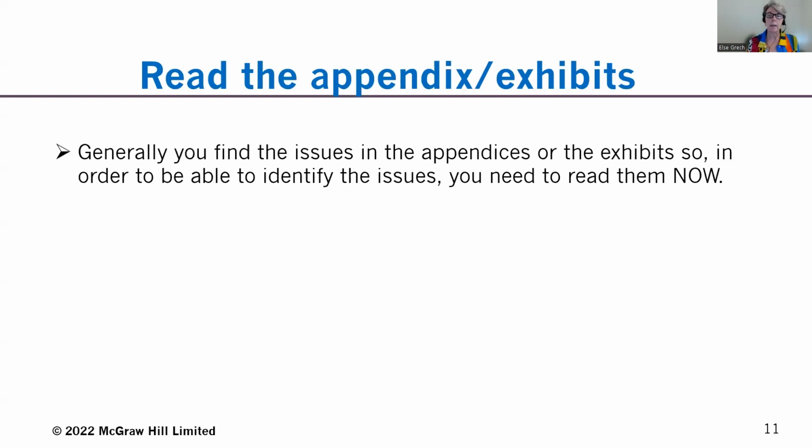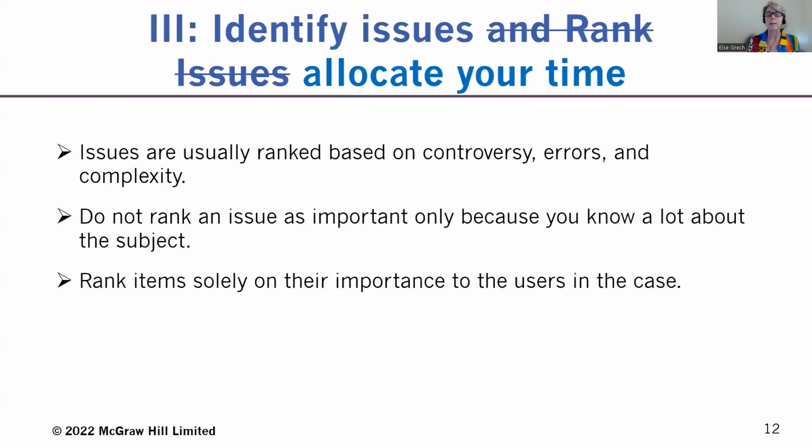Generally, you find the issues in the appendices and the exhibits. So in order to be able to identify the issues for your case plan, you need to read the appendices/exhibits now. While you're reading them, identify all of the issues and add them to your case plan. Provide enough details so that you can do a good job allocating your time afterwards. If you just list a title for the issue, like revenue recognition, you won't have enough information to determine how much time to allocate to each issue.